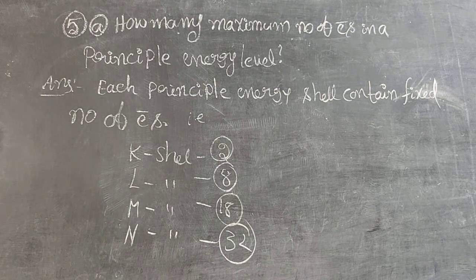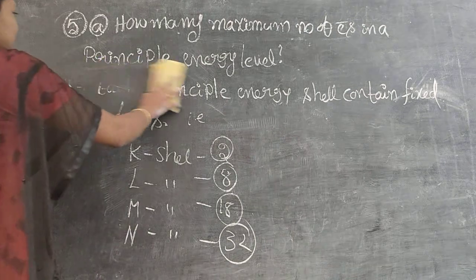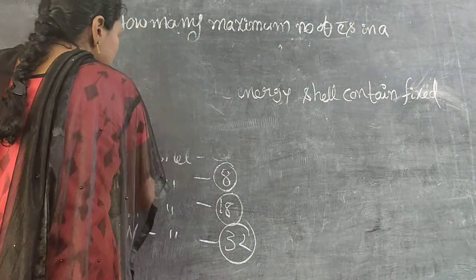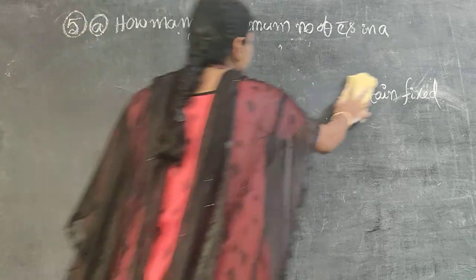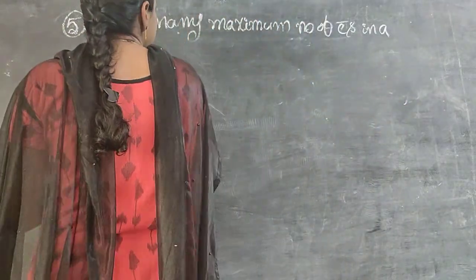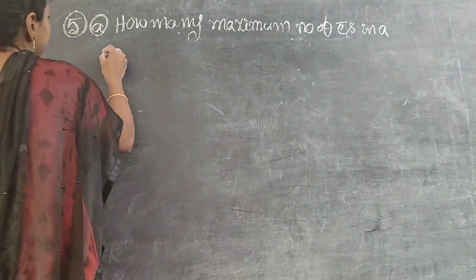Next, B. What is B? How many maximum number of electrons are in an orbital? It is the same question, but in place of principal energy level, we write orbital. How many maximum number of electrons are in an orbital?